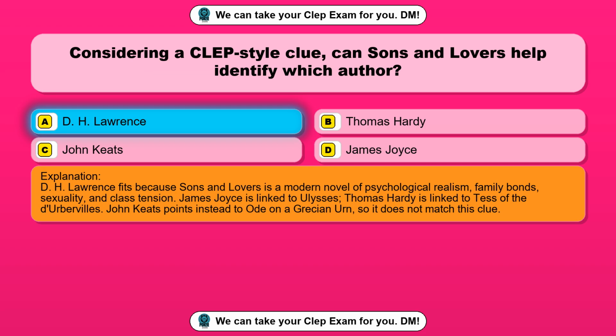Lawrence fits because Sons and Lovers is a modern novel of psychological realism, family bonds, sexuality and class tension. James Joyce is linked to Ulysses, Thomas Hardy is linked to Tess of the D'Urbervilles. John Keats points instead to Ode on a Grecian Urn, so it does not match this clue.